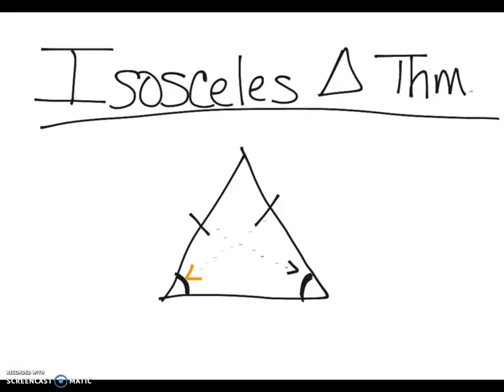That's one of our rules. This is the isosceles triangle theorem: if two sides are congruent, then the angles opposite those sides are congruent. Now, this also works backwards.